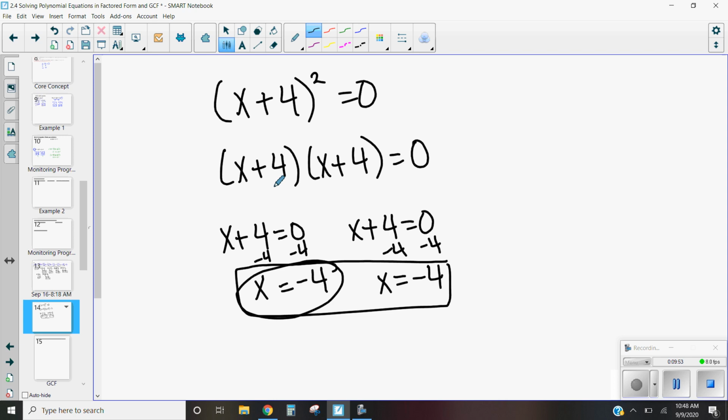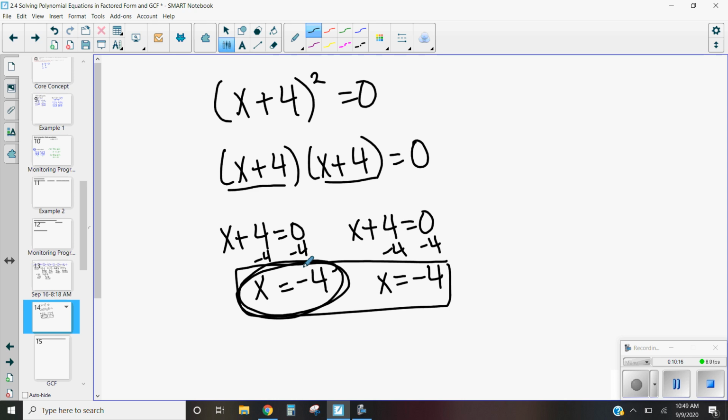So if 2 of the polynomials when we are multiplying are exactly the same, then we're only going to have one solution for each of those polynomials, and it's going to be whatever that is. In this case, it's a negative 4. So that is how we would solve a polynomial equation when it's in factored form.